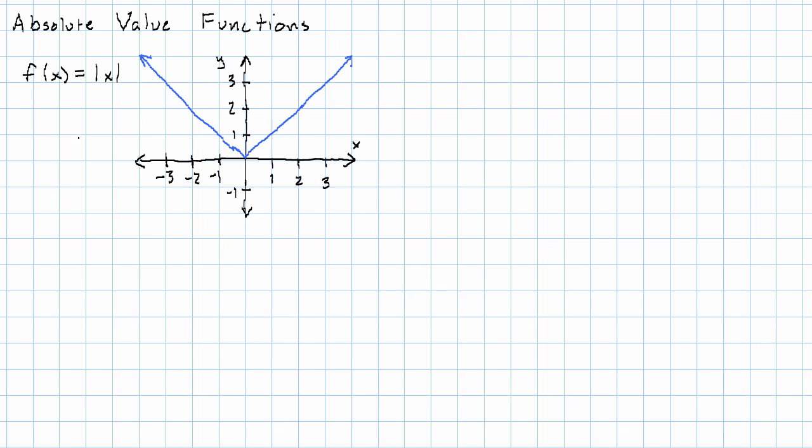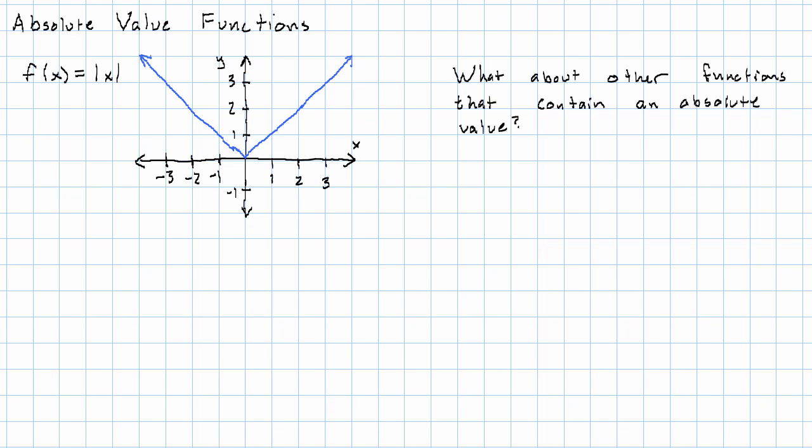And that's nice and all, but this is not the only function with an absolute value in it. So we might consider the question, what about other functions that contain an absolute value? So for example, g of x is the absolute value of x minus 3. H of x is 2 times the absolute value of x plus 1. Or even something like k of x equals negative 3 times absolute value 2x plus 6 minus 1.